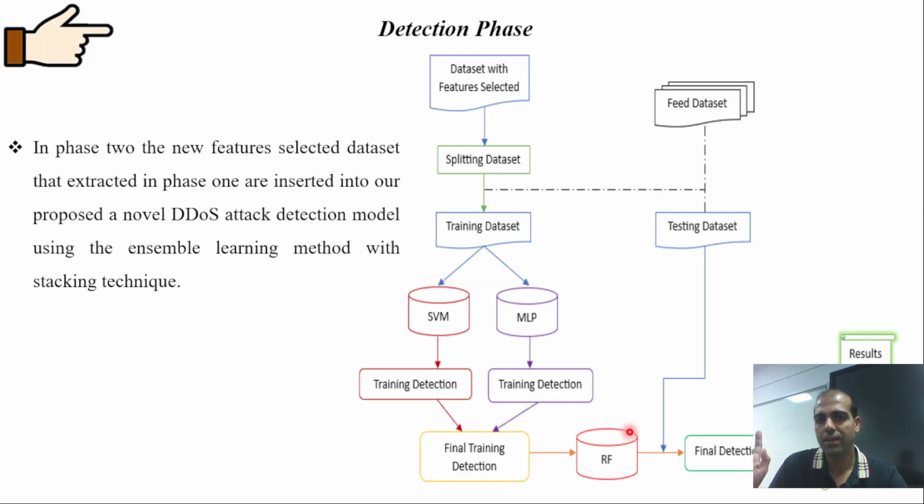After extracting the informative and relevant features in phase 1, we go to phase 2, which inserts both of these data sets into our proposed novel DDoS attack detection model using ensemble learning. And as we mentioned before, in our proposed model, we are using multiple machine learning algorithms such as SVM and MLP as base models and RF as a meta model.